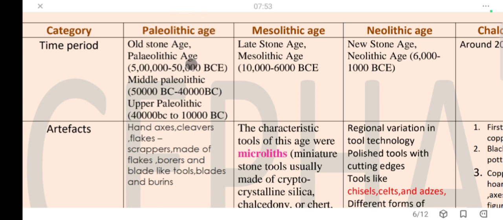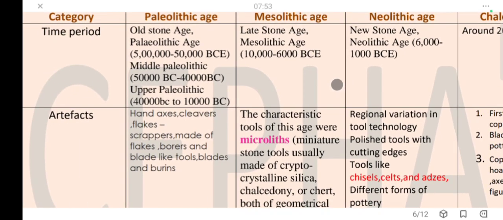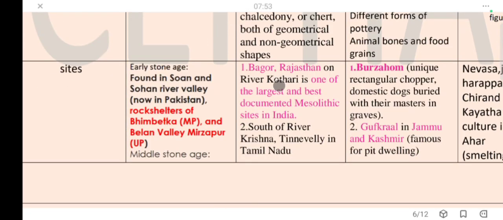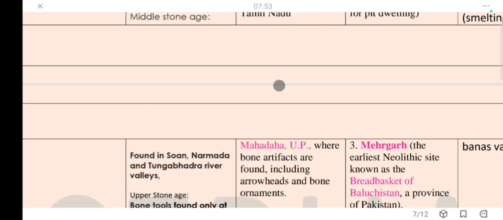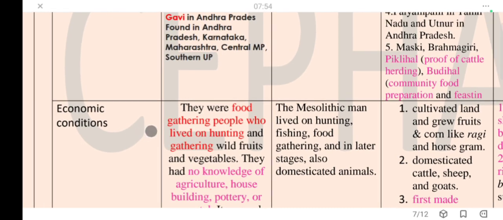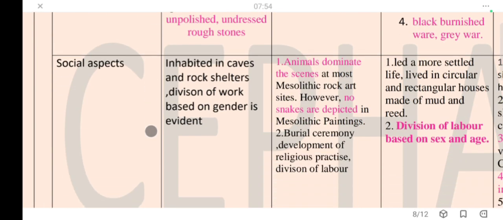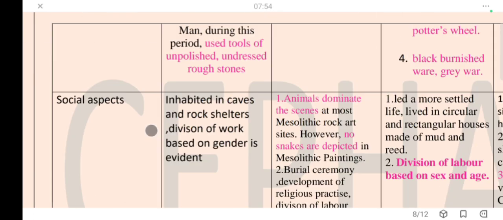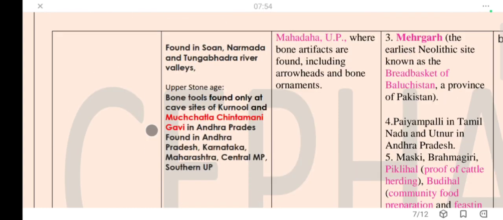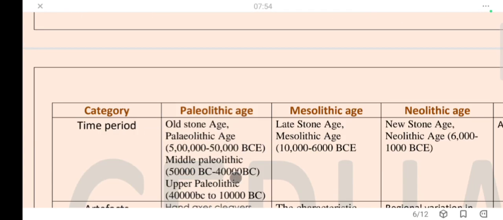Again, in these four topics, we're going to discuss one by one what artifacts they used, what sites we can find these artifacts at, what the economic conditions were of the people who lived in this period, and what the social aspects were. I'll show you some pictures of those artifacts, and we'll wrap up the session. Okay, very good. Let's talk about it.